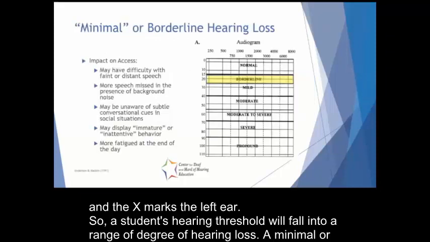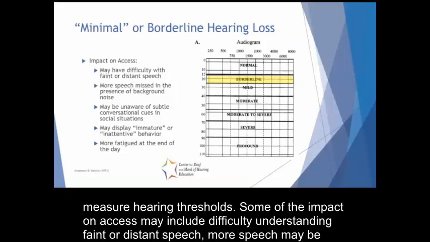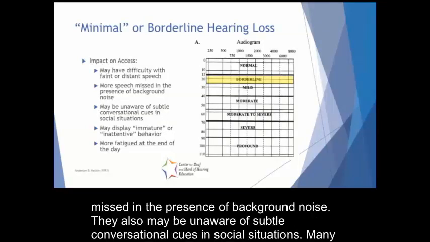So a student's hearing thresholds will fall into a range of degree of hearing loss. A minimal or borderline hearing loss will fall just outside of the normal hearing range with thresholds between 16 to 25 decibels, which is the unit we use to measure hearing thresholds. Some of the impact on access may include difficulty understanding faint or distant speech. More speech may be missed in the presence of background noise. They also may be unaware of subtle conversational cues in social situations.